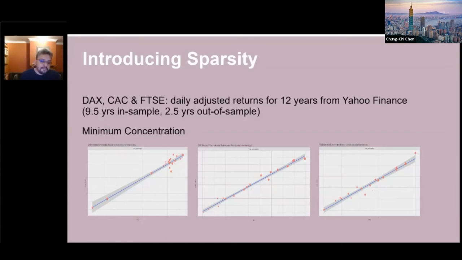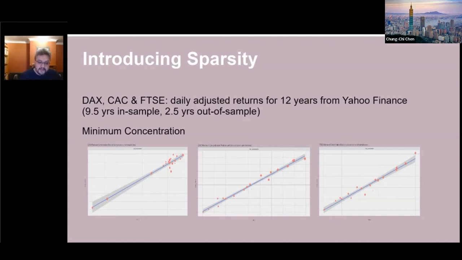Now these graphs plot the out-of-sample KPI on the y-axis and the in-sample KPI on the x-axis. So you see quite an amazing stability in minimum concentration. And that stability is higher the more names are in the index, which is not surprising because you have less idiosyncratic risk in that case.